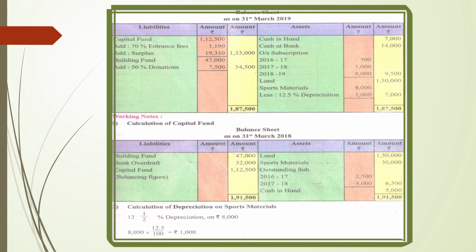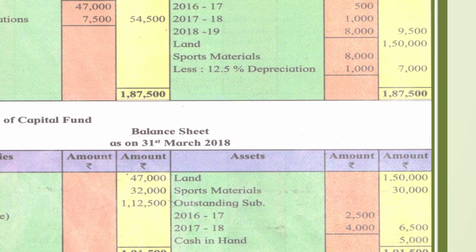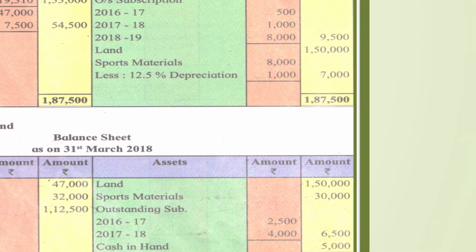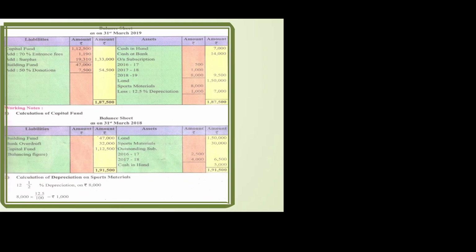This example, the adjustments and items of receipts and payments, is over. So let's see whether our balance sheet is tallied or not. First we have to make the total. Total of the liability side is 1,87,500 and total of the asset side is also 1,87,500. It means our balance sheet is tallied.